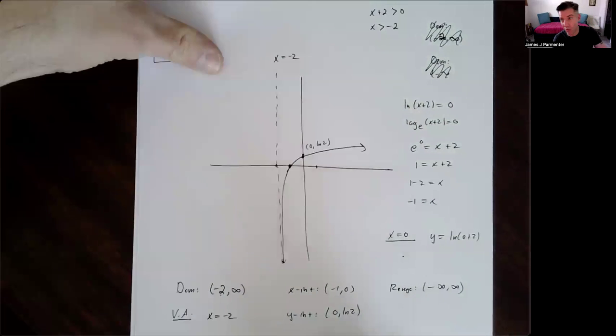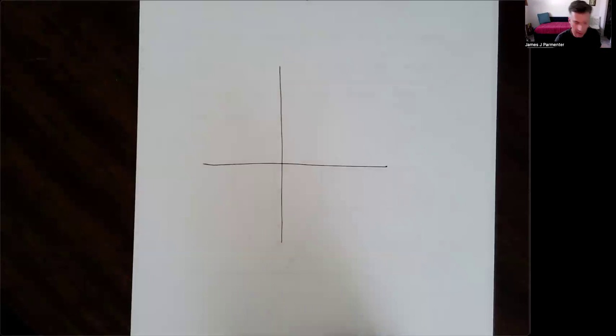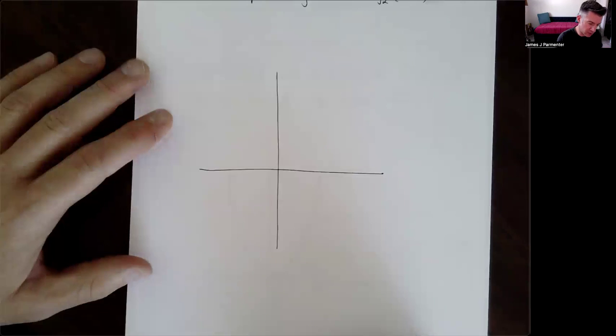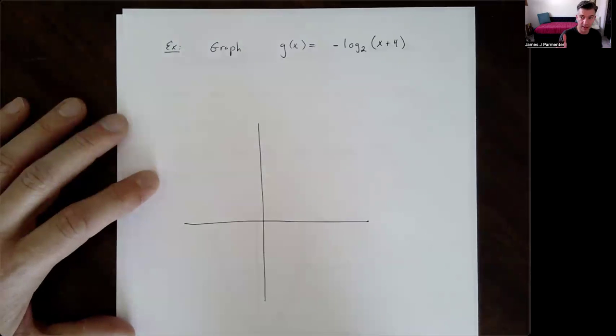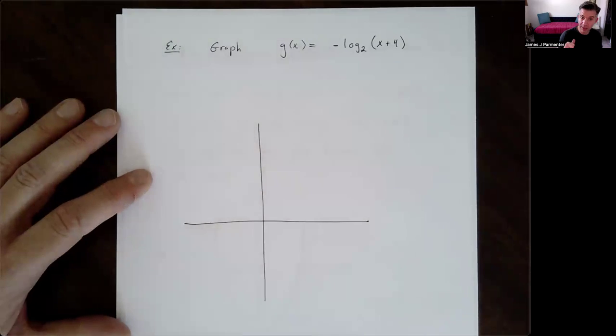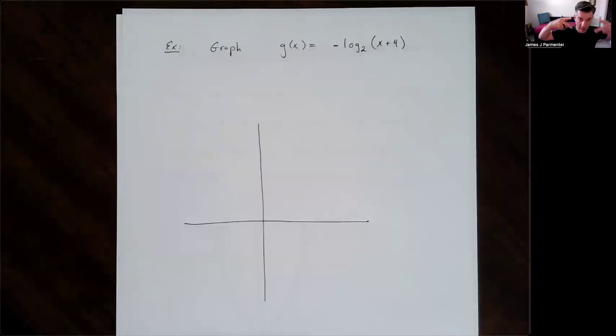Cool, I think we've got one more to do. Yeah, so let's graph g of x equal to the negative log base 2 of x plus 4. So it's going to do two things. It's going to have a shift to the left again. It's also going to have a vertical flip because of the negative out here.